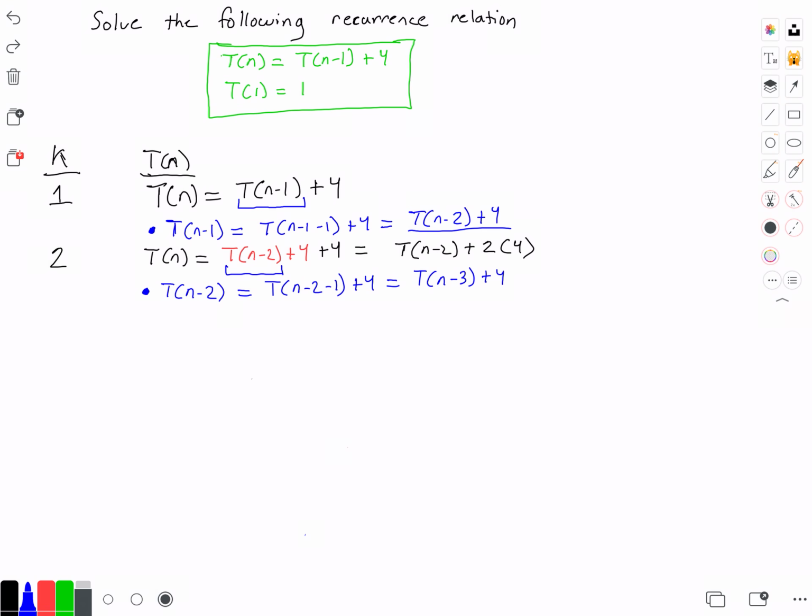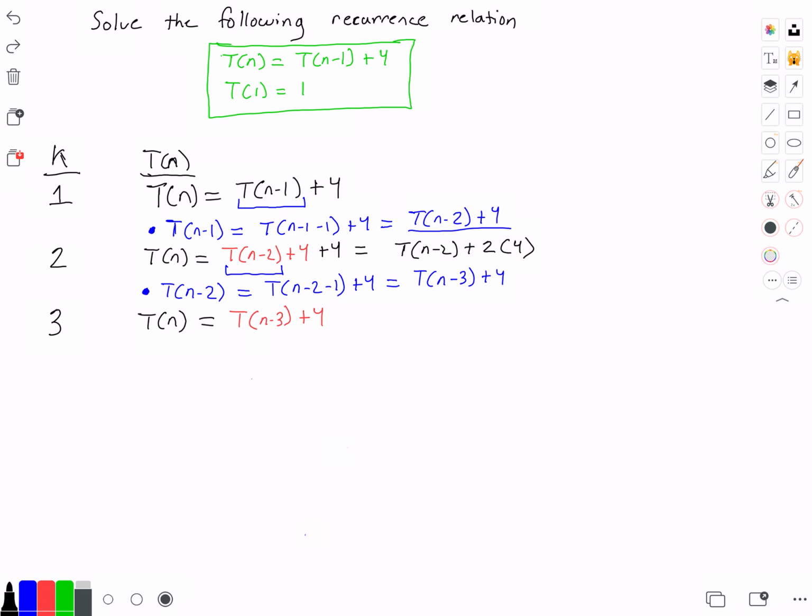Alright. So now we will set our k value equal to 3 for our third iteration, and now we will rewrite T of n. So T of n is equal to, and I'm going to use red here, T of n minus 3 plus 4. And then we need to add in this 2 times 4 there.